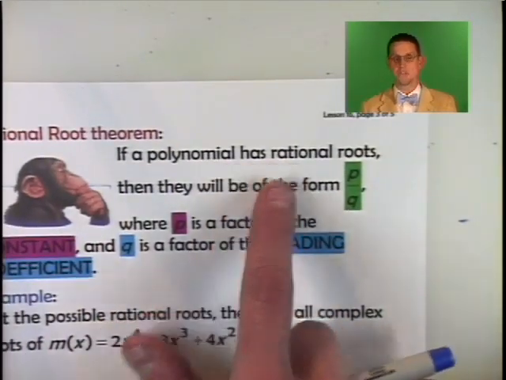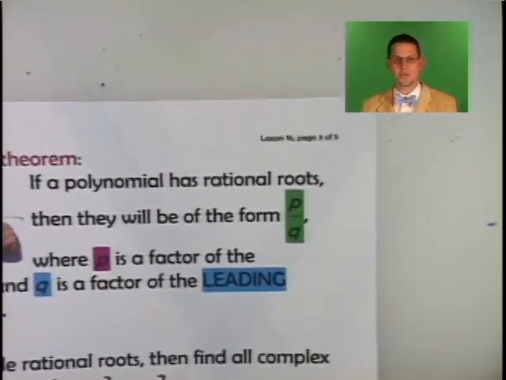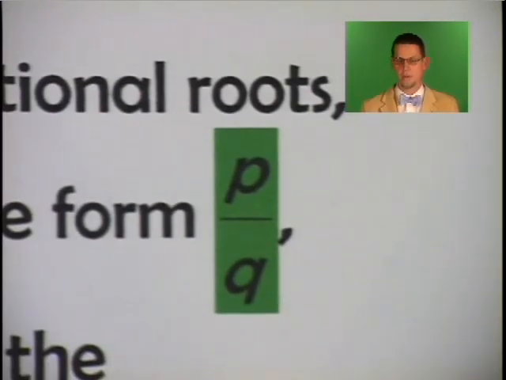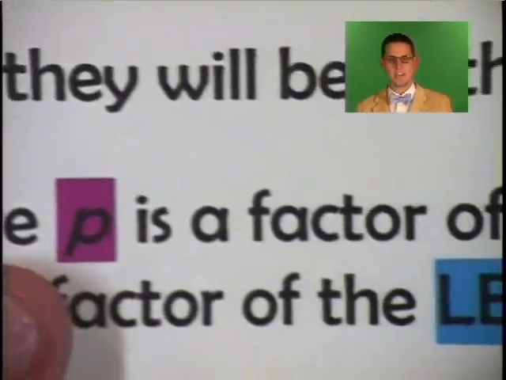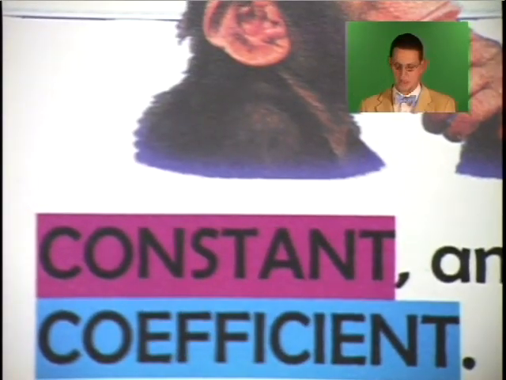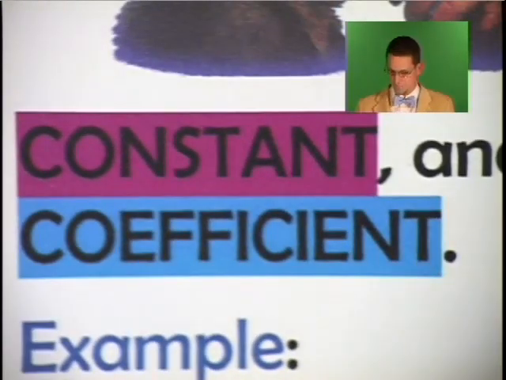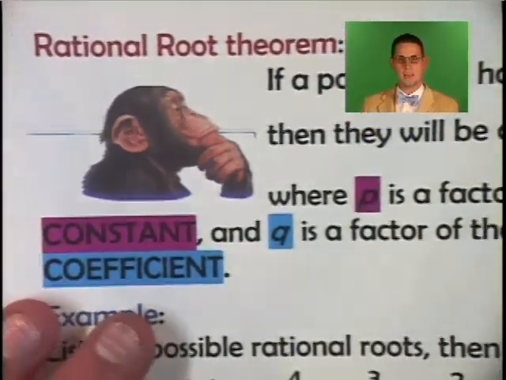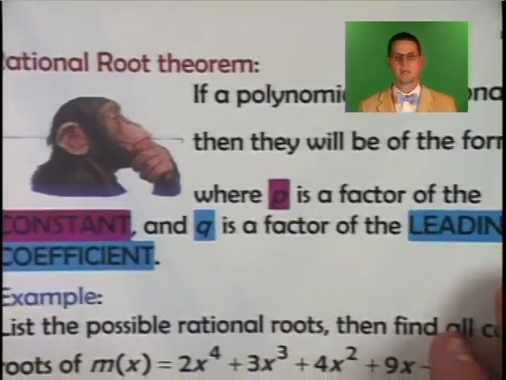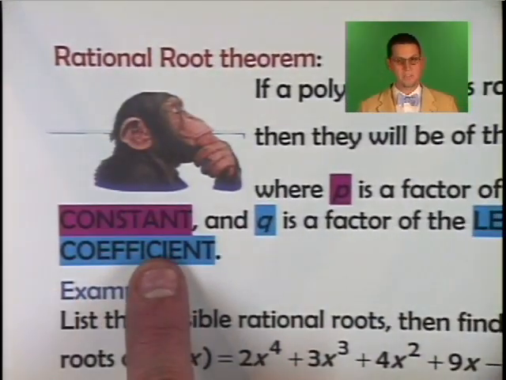Here's what it says. If a polynomial has rational roots, if there happen to exist rational roots, then they'll be of the form, and let me zoom in here so you can see it, P divided by Q. That's a quotient. Well, what are P and Q? P is a factor of the constant, the last number without an x, and Q is a factor of the leading coefficient, the number that's out in front. Okay? So let me go through that again. If it's going to have a rational solution, that means if it happens to already be there, we just don't know what it is, it's going to be of the form P over Q. It's going to be a factor of the constant over a factor of the leading coefficient.